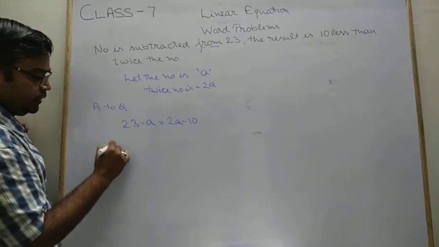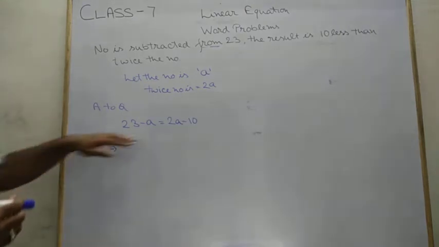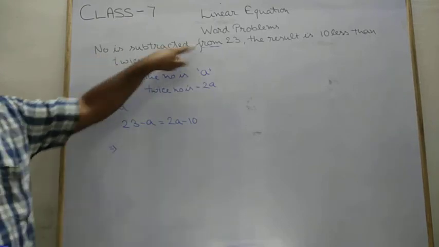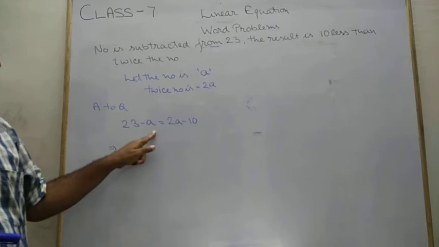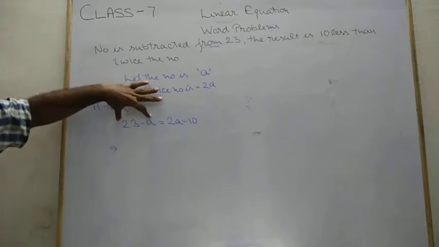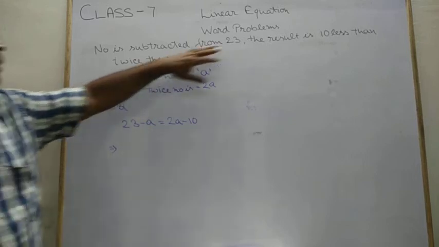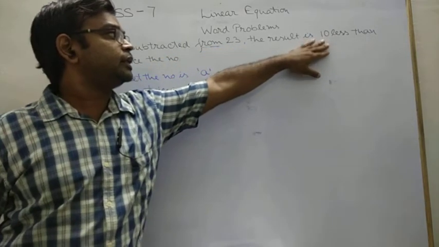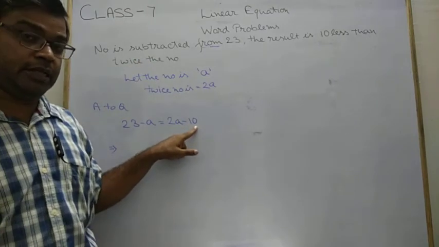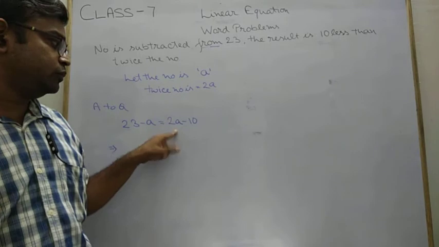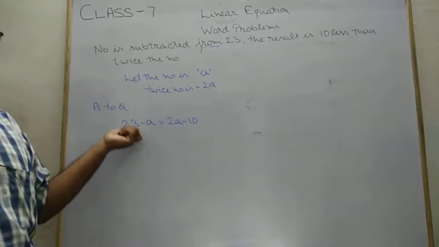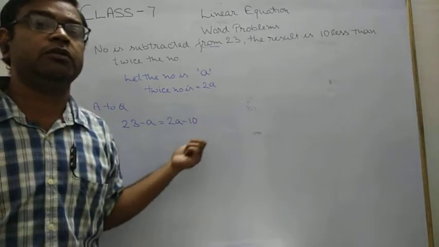Let's try once again, and see the equation. The number a is subtracted from 23. That is 23 minus a. Whatever result this gives you, this result is equal to the result that is 10 less than twice the number. 10 less means decrease, less from twice. So 10 less from twice gives you this result. Means both are equal to each other.